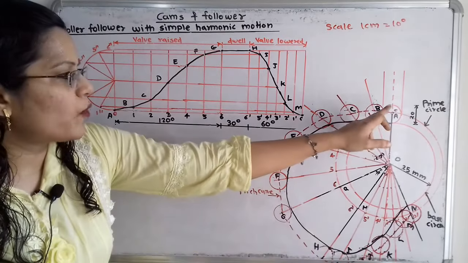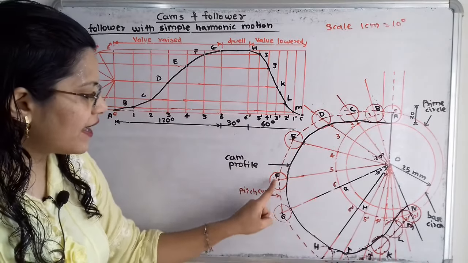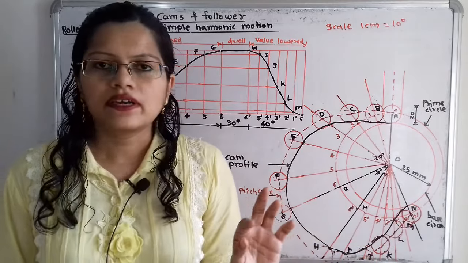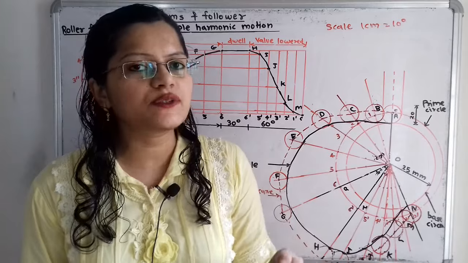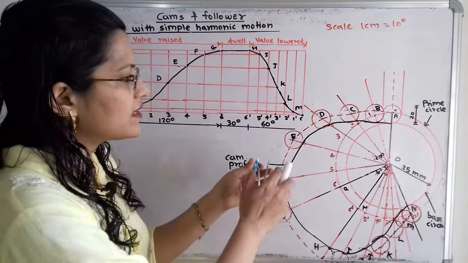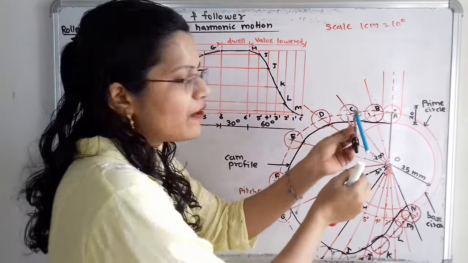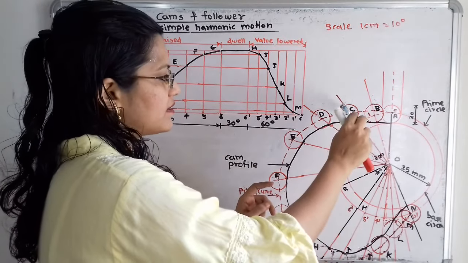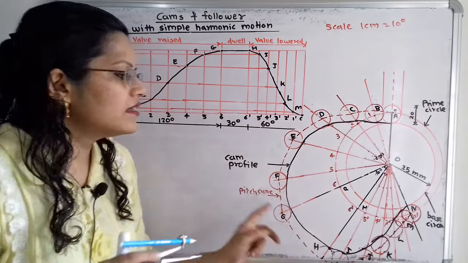Here all the points are getting selected, that is A, B, C, D, E, F, G, H, I, J, K, L, M, N. Now these points are called trace points, and these trace points are the center of the roller. So again we have to take the distance equal to 10 millimeter in the compass, and draw a circle by taking all these points as a center, that is with B as a center, C as a center, D and so on.